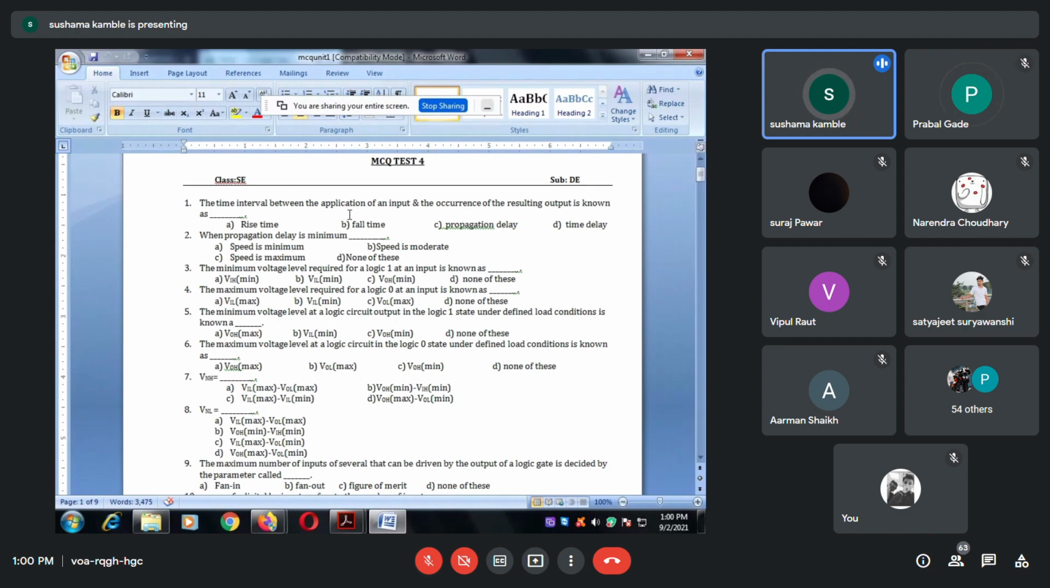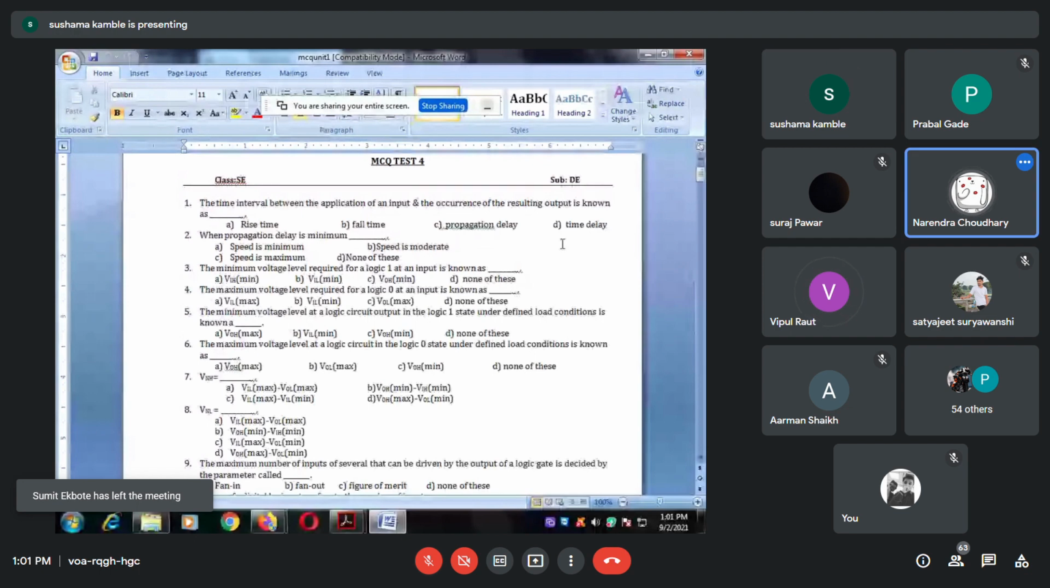Within 2 days, I will share the notes. Okay. It will consist of the interfacing part also that is required for the ENTC students. You just skip that part because I'm going to write the notes common for both the students. Okay, commonly. See, first: the time interval between the application of an input and the occurrence of the resulting output is known as. Options are rise time, fall time, propagation delay, time delay.